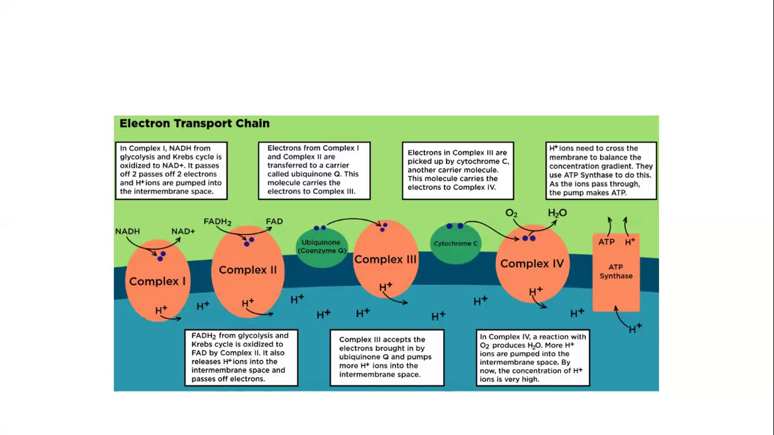So this kind of reaction is an oxidation-reduction reaction in the sense that some things are gaining electrons and other things are losing electrons. Remember in chem we used to say OIL RIG: oxidation is loss of electrons, reduction is gain of electrons. Here you can see what's labeled in blue, that's basically your electrons. So complex one accepts the electrons from NADH.